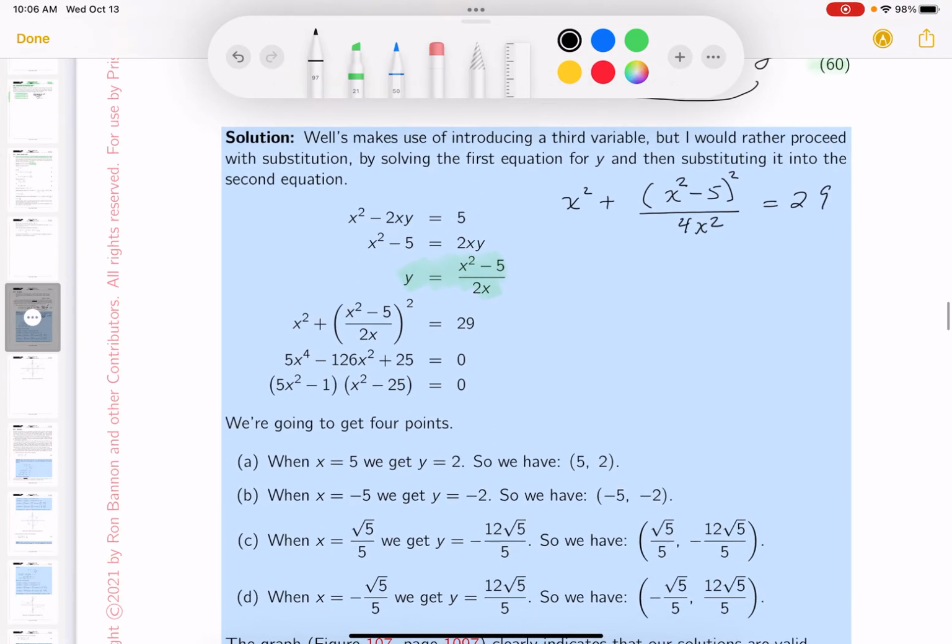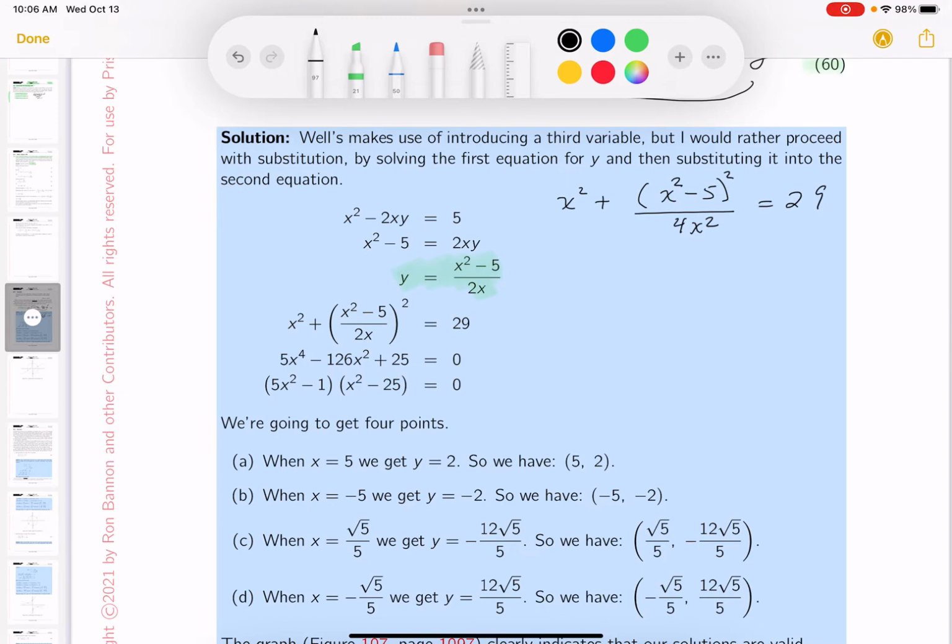I guess I've got to do some work here, don't I? So I think I would probably multiply both sides by 4x squared.